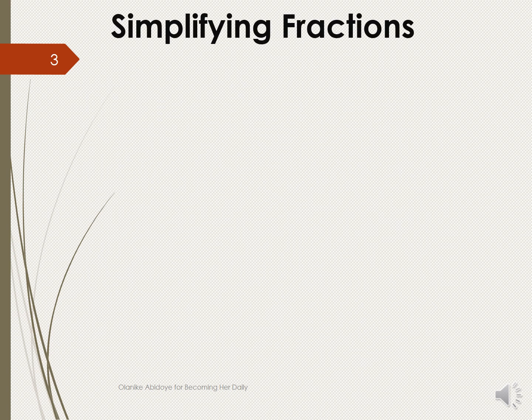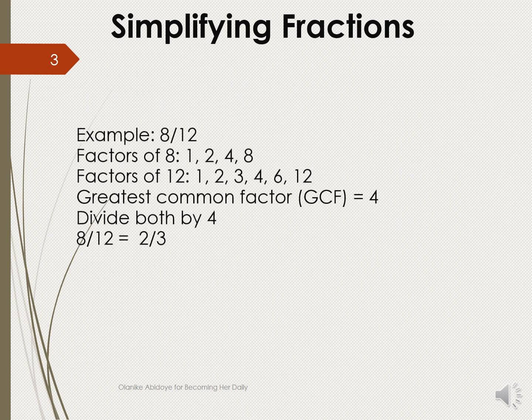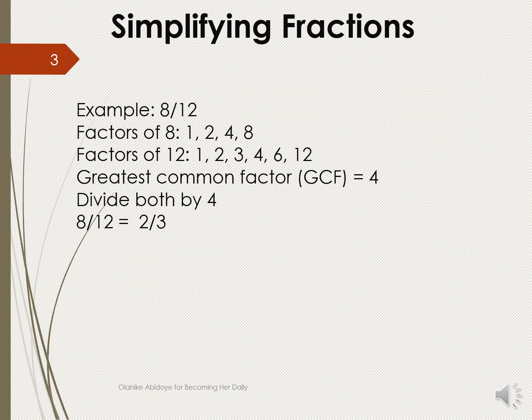The other part is simplifying fractions. To simplify a fraction like 8/12, we want to write it in its simplest, lowest form. We think of what number can divide both 8 and 12, so we look for the factors of 8 and the factors of 12. Factors of 8 are 1, 2, 4, and 8. Those of 12 are 1, 2, 3, 4, 6, and 12.